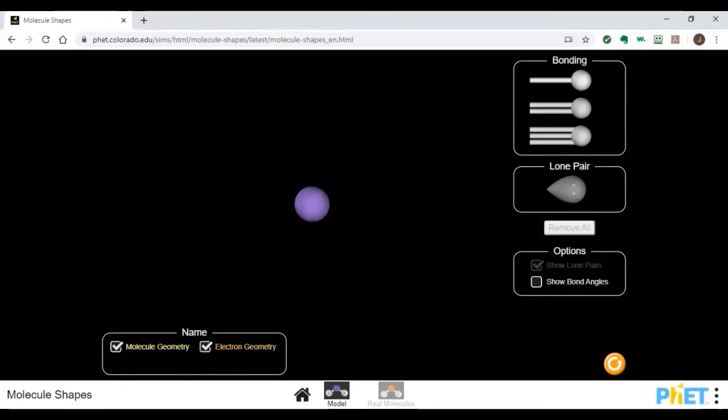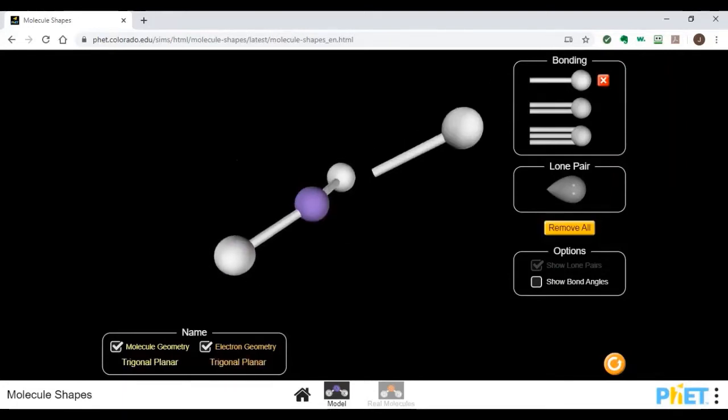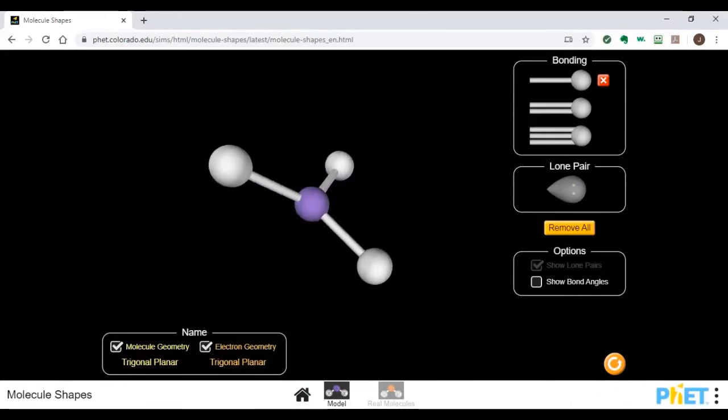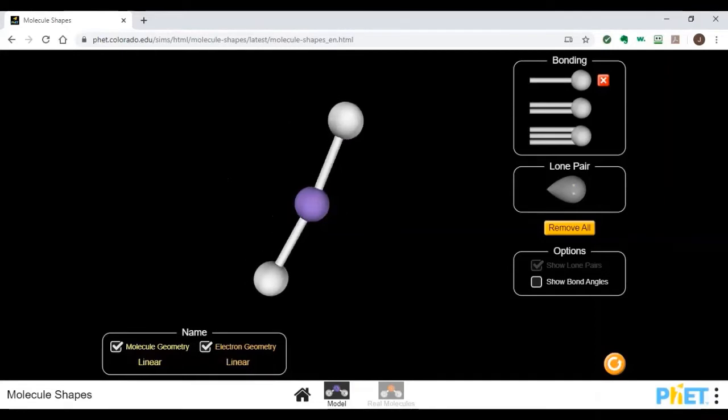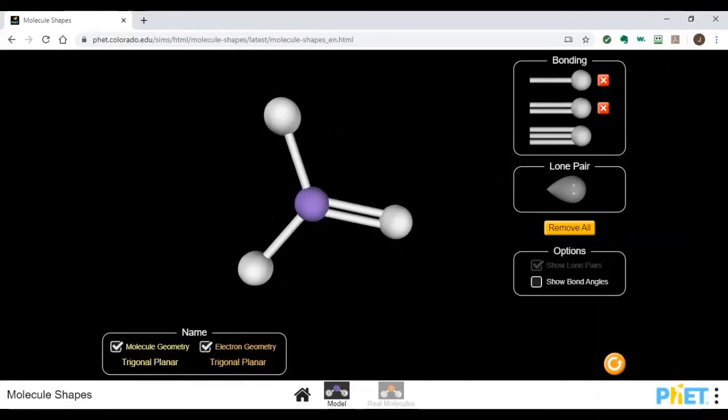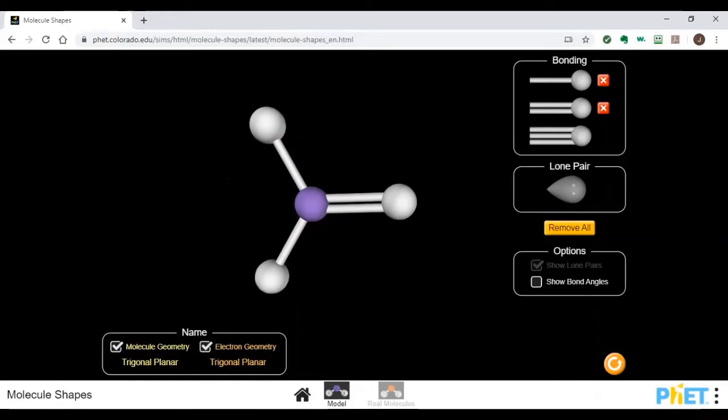Let's look at what happens when we have 3 electron groups around the molecule. This gives us, as you can see here on the bottom left, a trigonal planar electron geometry and also a trigonal planar molecular shape. Realize that you can replace one of those, for example, with a double bond, such as in the molecule of formaldehyde that we studied in class.